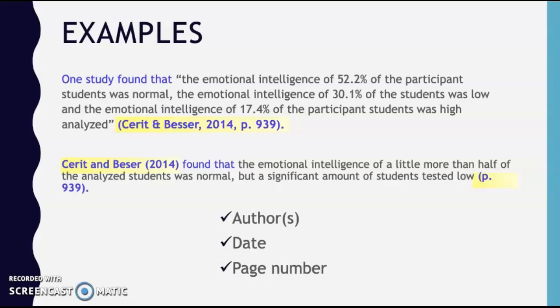Check out Part 2 to learn about the APA references page.